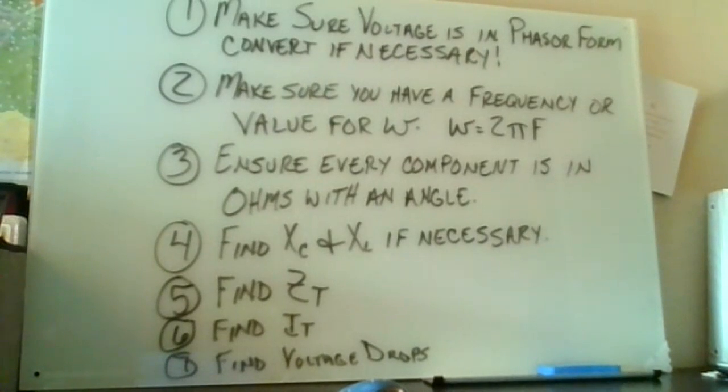So first thing you want to check is your voltage. Make sure it's in phasor. If not, convert it. Then make sure you have either a frequency or a value for omega. Then ensure all your components are in ohms with an angle. If not, find x of c and x of L. Then find your Z total, find your I total, find your voltage drops. Now remember, the voltage drops you can find using Ohm's law or using your voltage divider rule, whichever you prefer. It's up to you.